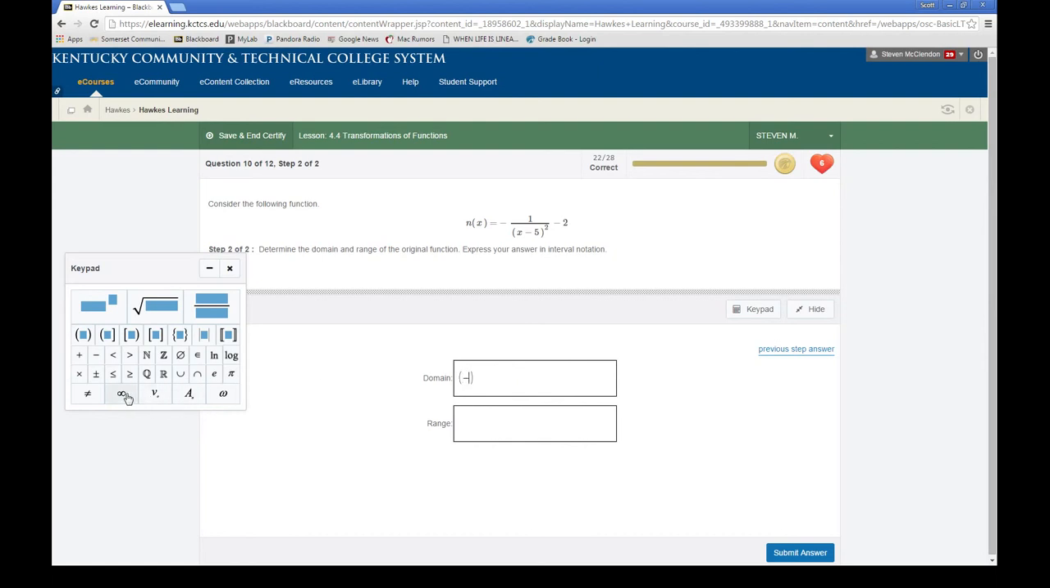Negative infinity to 5, union 5 to infinity.